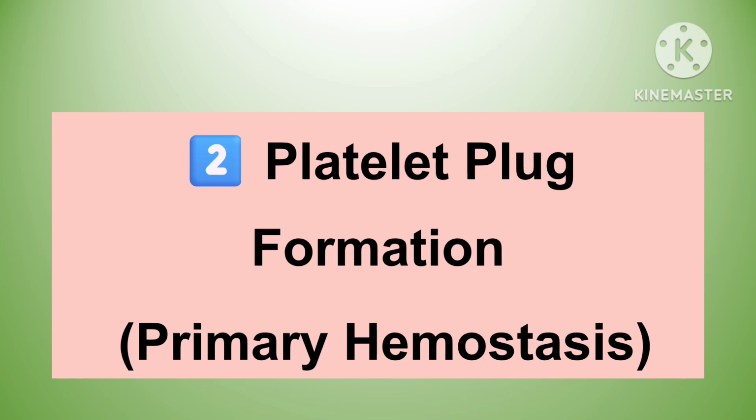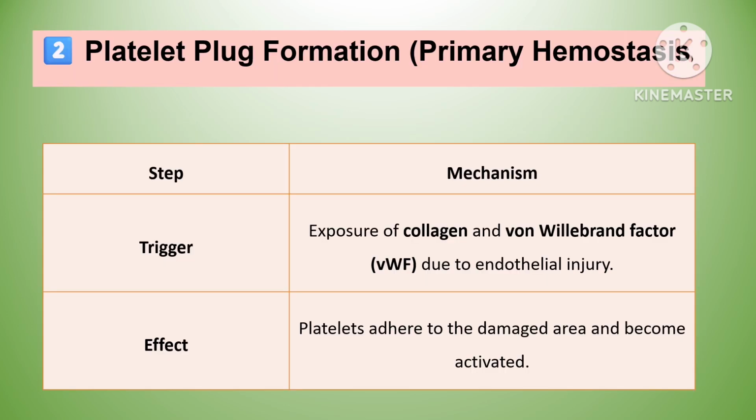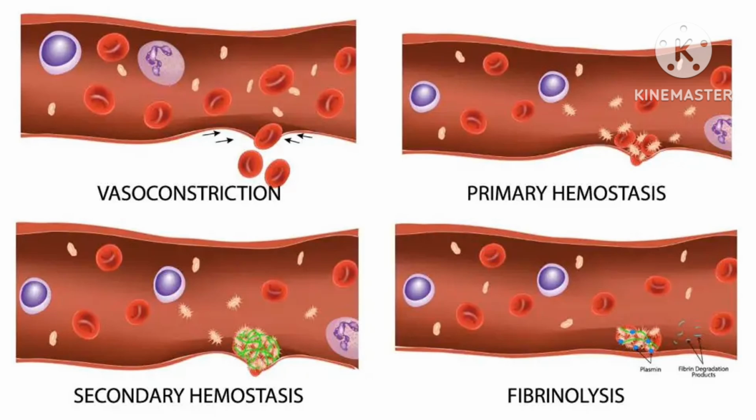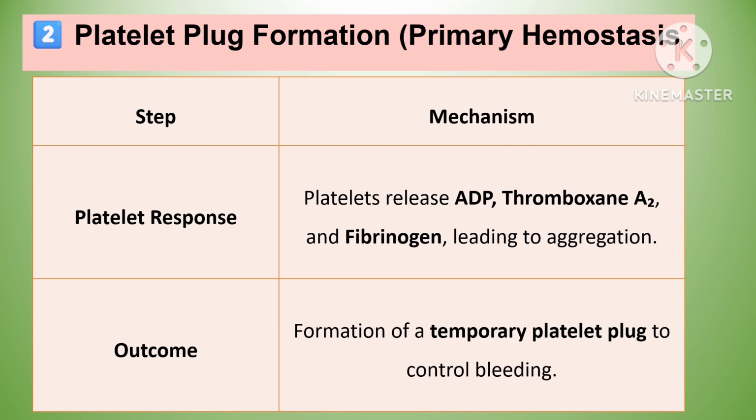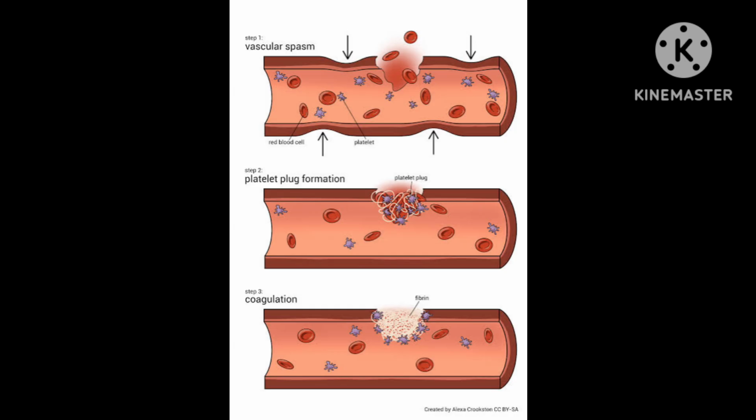Then comes the stage of primary hemostasis, where there is formation of a platelet plug. When the endothelium is damaged, the underlying collagen and von Willebrand factors are exposed. Platelets in the bloodstream adhere to this exposed surface and become activated. Activated platelets release ADP, thromboxane A2, and fibrinogen, which recruit more platelets to the site. This leads to platelet aggregation, forming a temporary platelet plug that seals the injury.